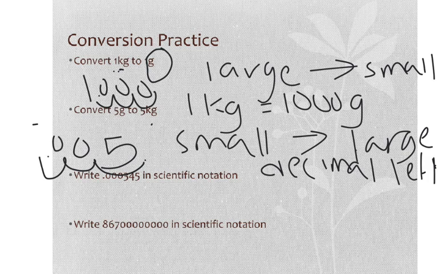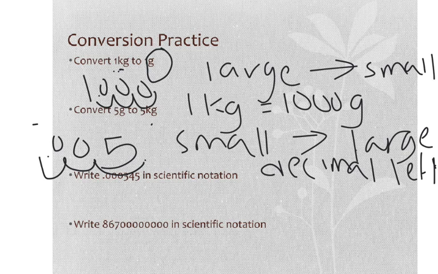Notice I moved my decimal place 3 times, but I only have 2 zeros. So that's a cool little trick. However many places you're moving your decimal when you're moving from a small to a large, you'll have 1 less zero. So I moved my decimal 3 times, I have 2 zeros. And that's just a way that I always use to check. So 0.005 kilograms equals 5 grams. So that's converting.